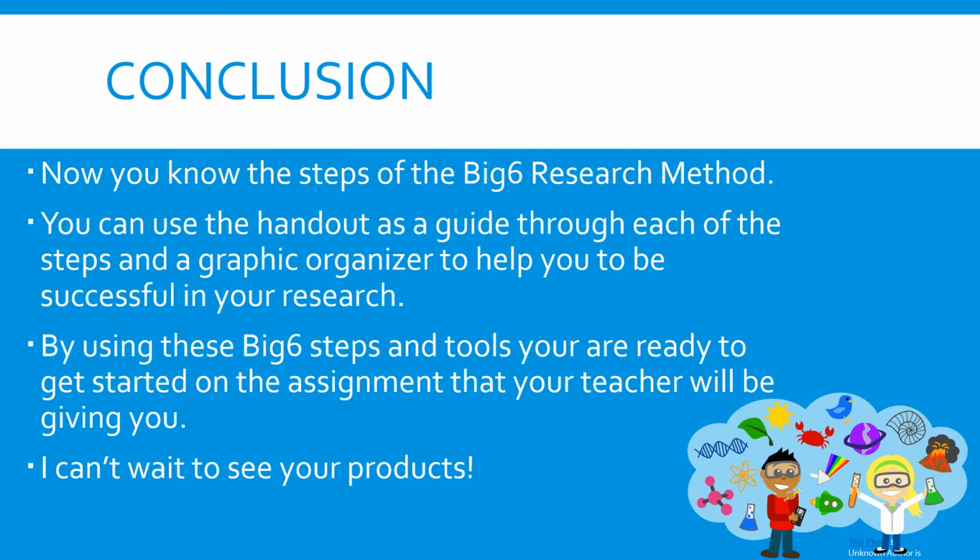Now you are ready to get started with your research. Again, using the handout will help you to remember the Big 6 stages and help you to have a successful research experience. Your teacher will give you the details of your assignment and what resource she wants you to use. I hope that this lesson has been helpful in understanding the Big 6 steps, and I can't wait to see how you use the information to show what you learned from this assignment.